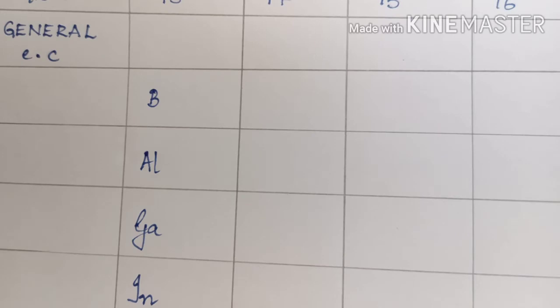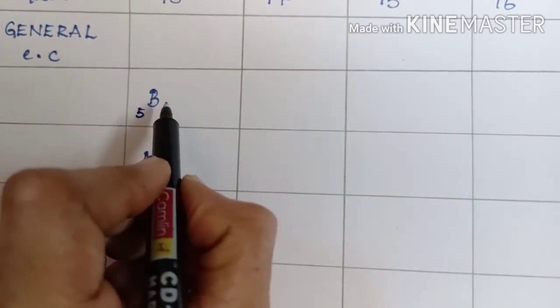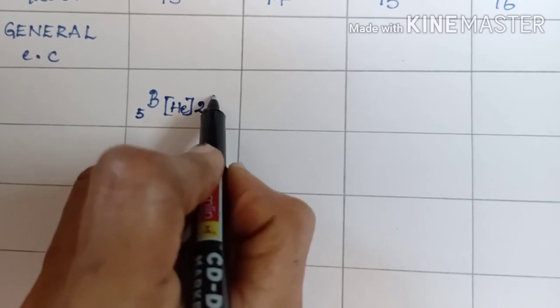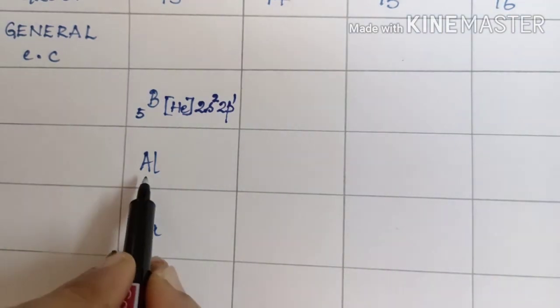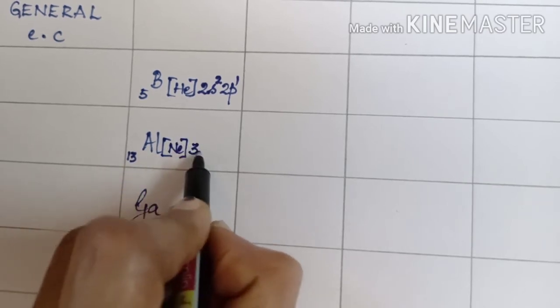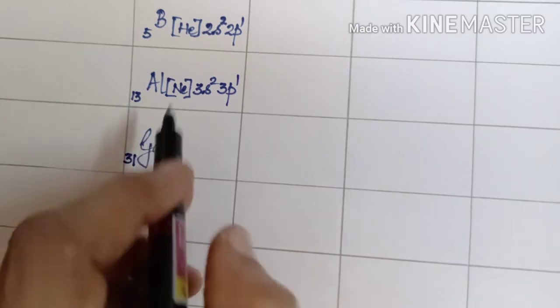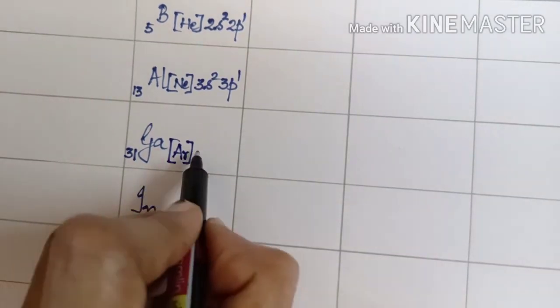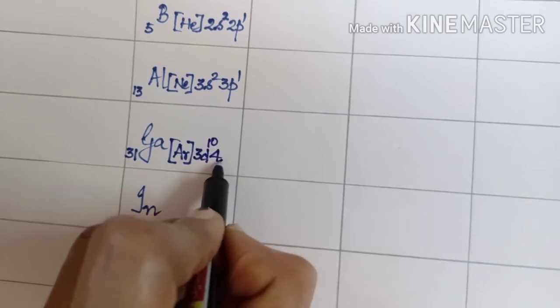Shall we write the electronic configuration? Boron has atomic number 5. So the configuration is helium, 2s2 2p1. Then aluminium has atomic number 13. So this will have the configuration neon, then 3s2 3p1. Next one will be 31, that is gallium. Gallium, the next noble gas will be argon. So it will have 18 electrons. Then we have 3d10. Then we fill 4s2 and 4p1. Hope it is clear. Then the next one, indium, which has the higher electronic configuration, will be that of krypton.